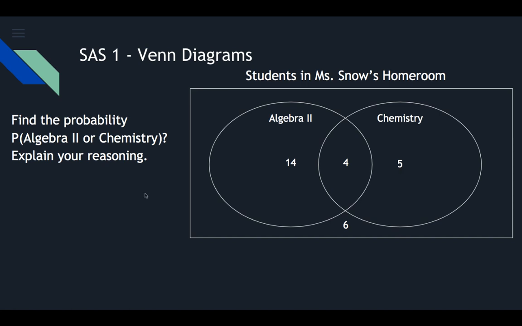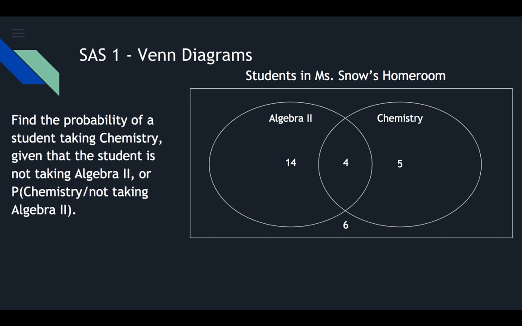If you're taking Algebra 2 by itself, it's 14. Or if you're taking Chemistry by itself, it's 5. So the probability of Algebra 2 or Chemistry is 19 over 29.